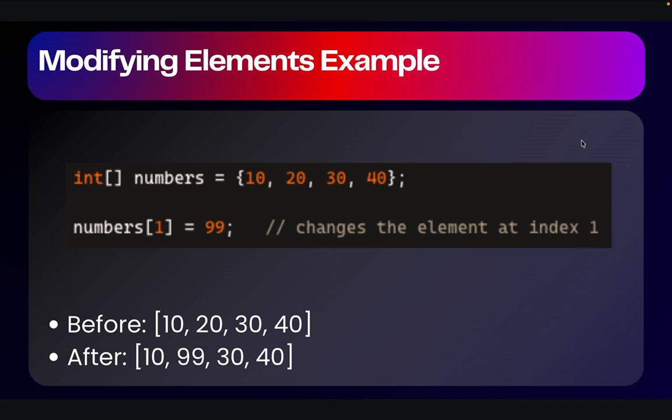So if you take a look, after that occurs, that means numbers is then going to hold 10, 99, 30, and 40 instead of 10, 20, 30, and 40. So you can change an element after you have created an array, but you would need to access it and reassign it a new value by utilizing its index number.